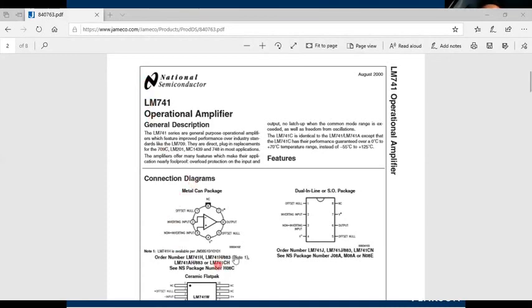For this one, we have the Metacan package, which is circular, and meron din tayong yung DIP, no, yung dalawang hilera, the dual inline package. Kung mapapansin natin, meron tayong tinatawag ditong pin na offset null, and the same with the DIP one. Right? So para saan ba yung offset null na yan? Ang offset null na yan ay nagkakabit tayo ng external component para yung output error voltage natin ay mawala. Di ba ang objective natin, kapag walang input ng op-amp, wala rin siyang dapat output. So this is how we zero out the output error voltage using the LM741.